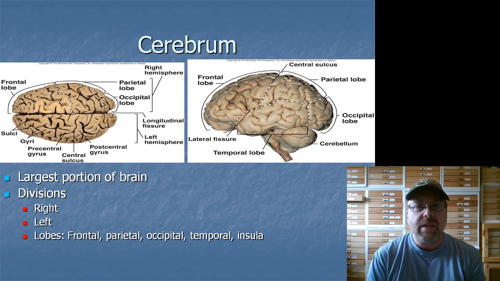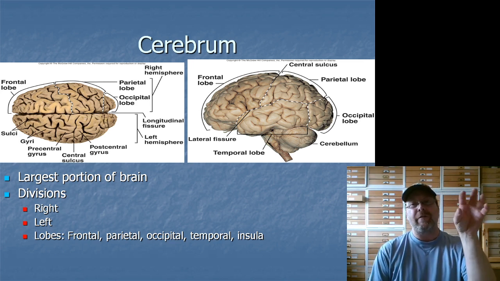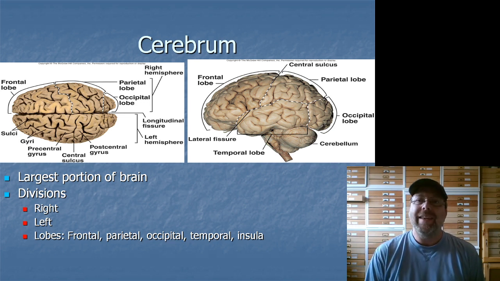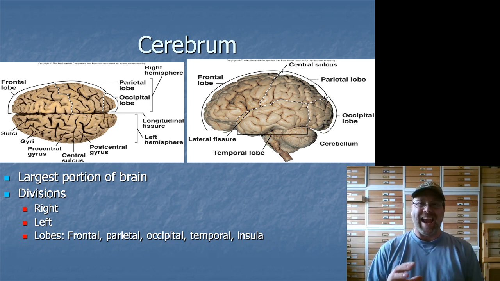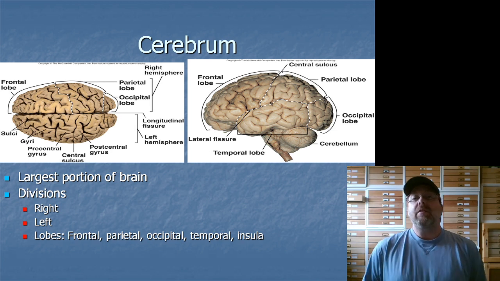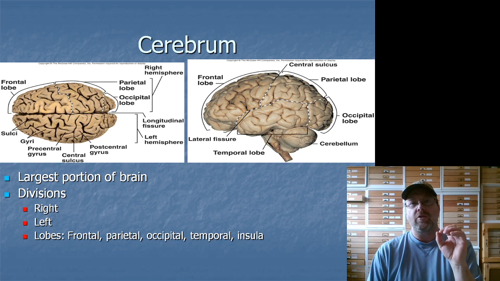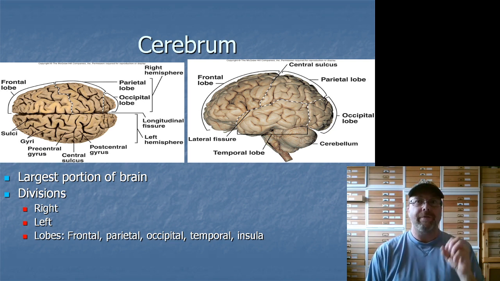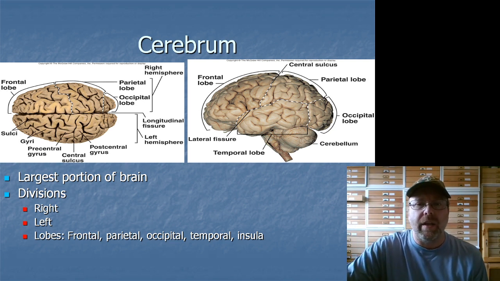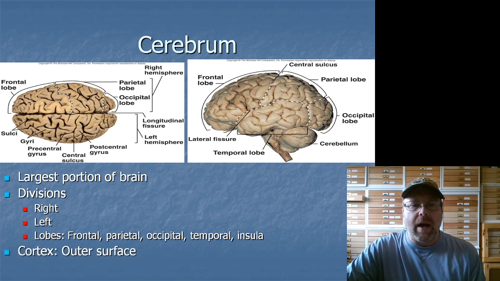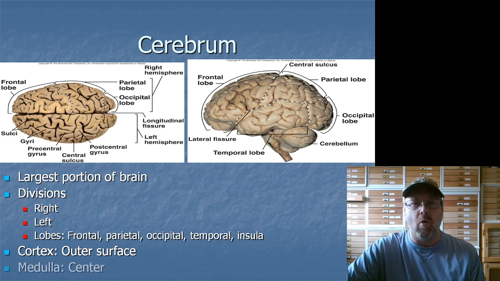And in this class, we want to know function. So we're going to be looking at the different functions of these lobes. In lab, you need to know where they are, be able to name them, parts and pieces. This class, I really want to talk about their functions. This is really interesting to me, and I just think it's fascinating that different areas of the brain control such specific functions. And we're going to be looking at that. All right, so don't forget that the cortex of the brain is the outer surface. The medulla is more in the center.